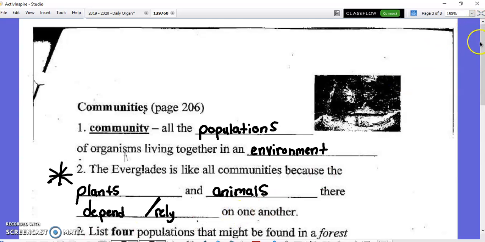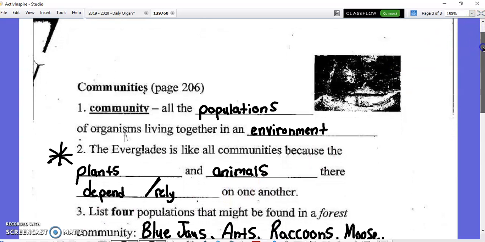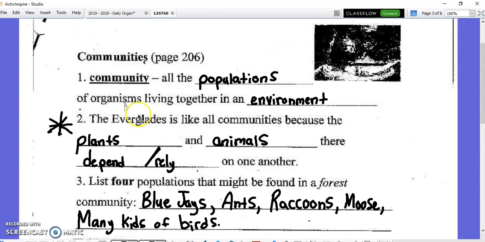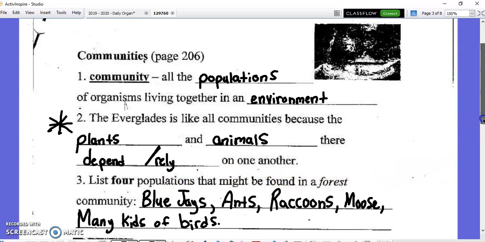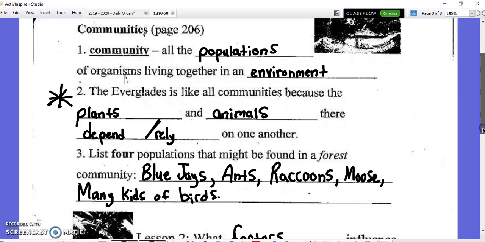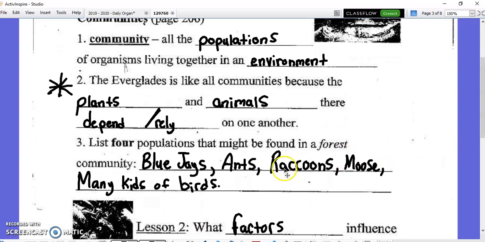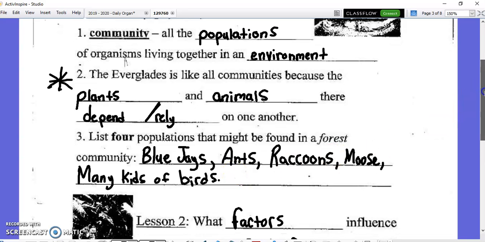Moving on to page 3, where we discuss communities. Communities are all of the populations of organisms living together in an environment. The Everglades, notice the star, is like all communities because the plants and animals there depend on or rely on one another. The 4 different populations that may be found in a forest could be blue jays, ants, raccoons, moose, many kinds of different birds. Notice that I've listed more than 4 just to give you more than just a couple.